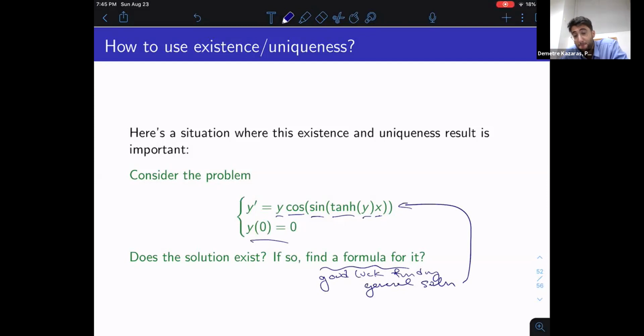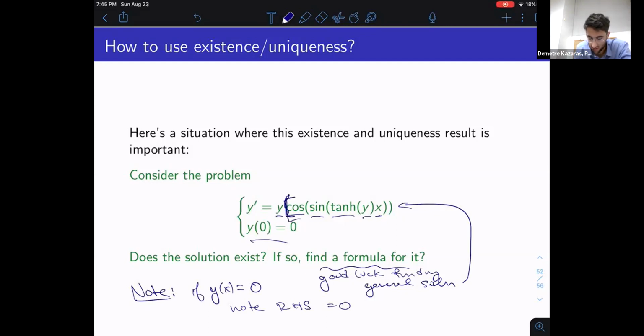However, notice here's one solution to the equation. If y of x is just always 0, that will solve the equation. Note the right-hand side of the equation is equal to 0 if y is 0, because y is the first factor. It's y times all this monster stuff. So y equals 0 will solve this equation.